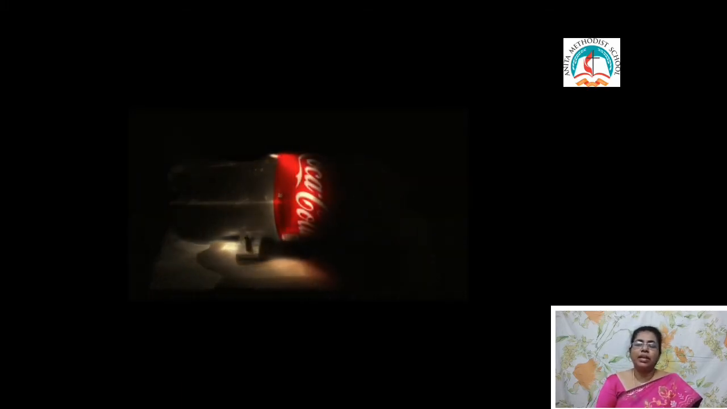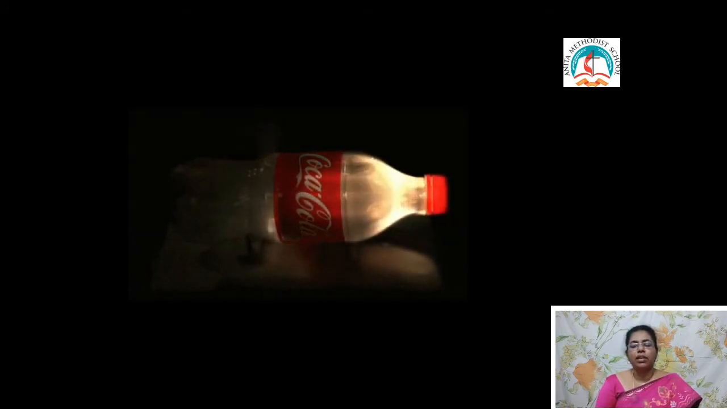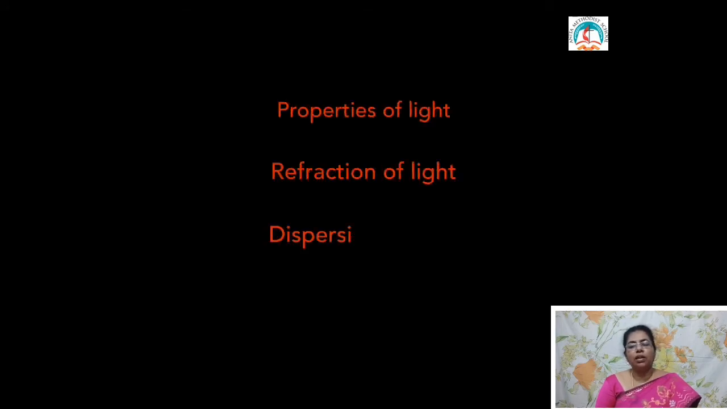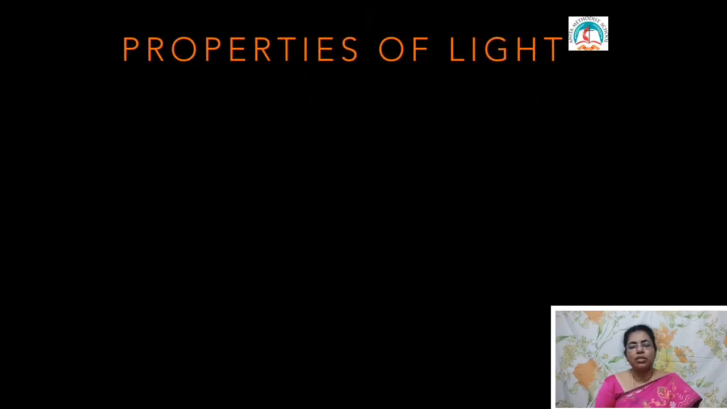When we want to see any object, we use our eyes to see the object. But in a dark room, you won't be able to see the object. Only when the light rays fall on the object, you will be able to see the object. Now today we are going to learn about certain topics like properties of light, refraction of light, dispersion of light and scattering of light. First let's see about the properties of light.